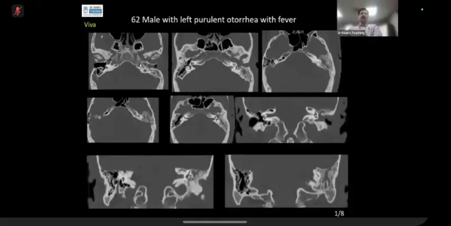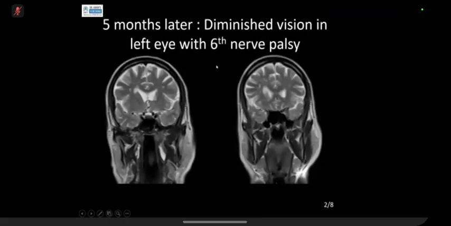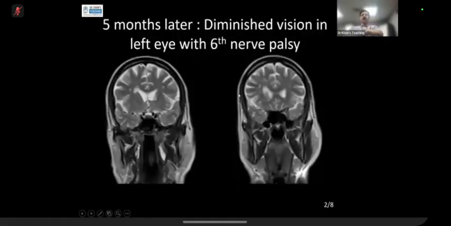You don't see much there on this CT scan. You can see a bit of aeration, but these are also opacified. This patient was clinically dealt with antibiotics and got better. After 5 months, he presented with symptoms of left eye 6th nerve palsy. What comes to your mind with this clinical history before I show you the scans?